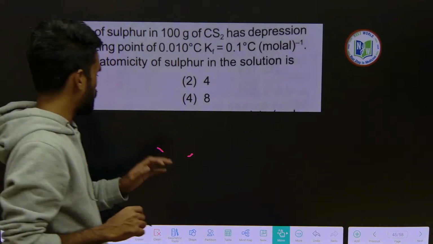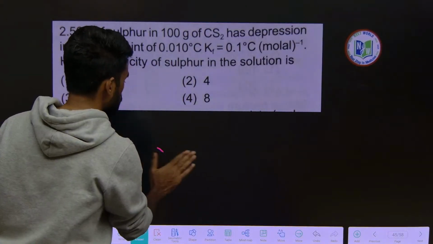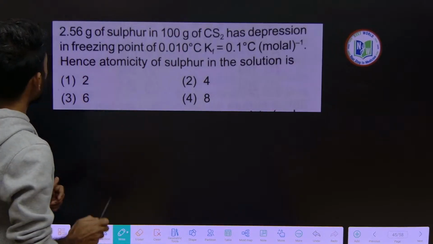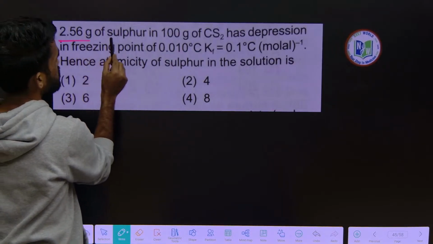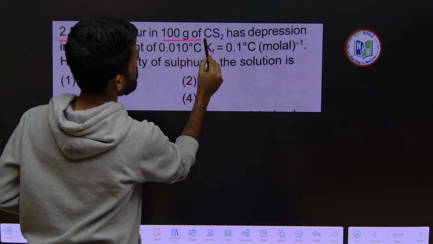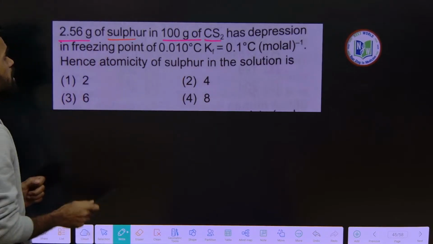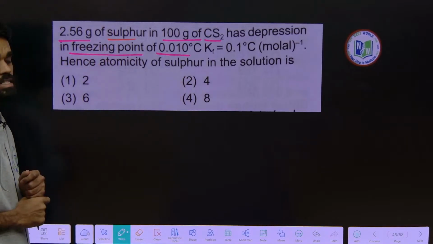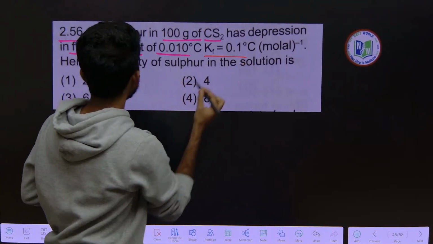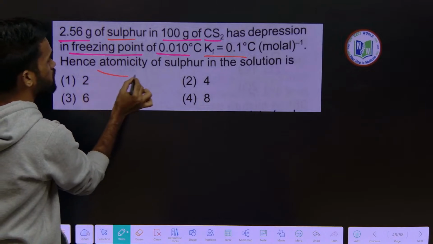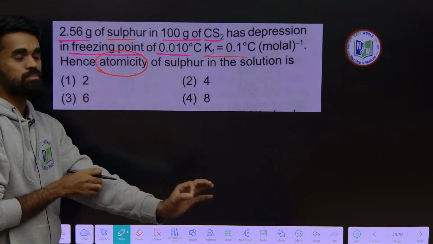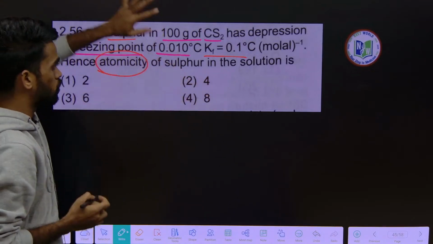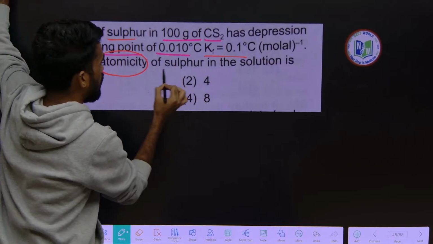Okay, so tell me, have you got the answer for this question? 2.56 grams of sulfur in 100 grams of carbon disulfide has a depression in freezing point of 0.01 degrees Celsius, given Kf. So what we need to find is the atomicity of sulfur in the solution. Very simple. How many sulfur atoms?